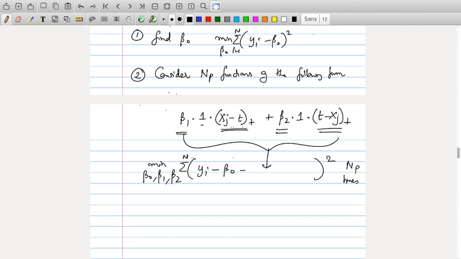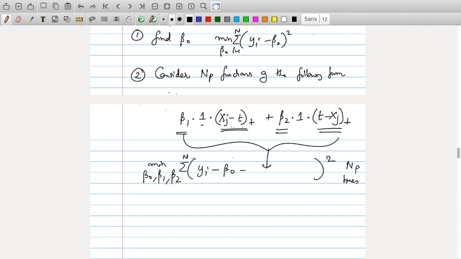So all I'm saying is you have NP such functions. If I write this type of function, it has beta 1 and beta 2 as coefficients, and I can plug in each one of them and optimize for the betas. It's a lot of computation, but yeah.